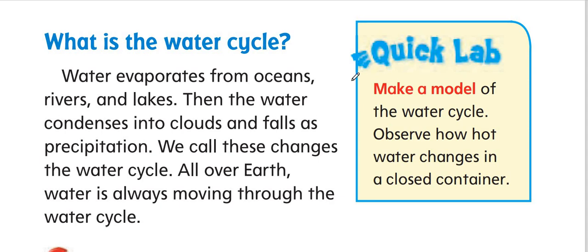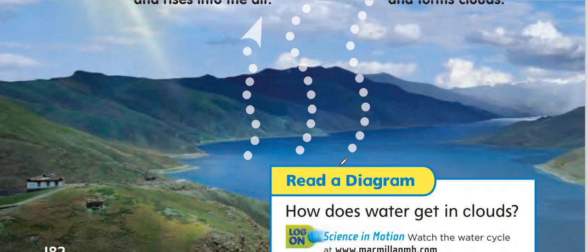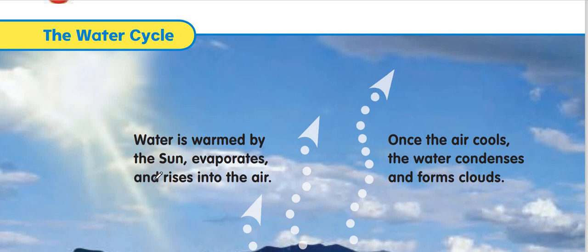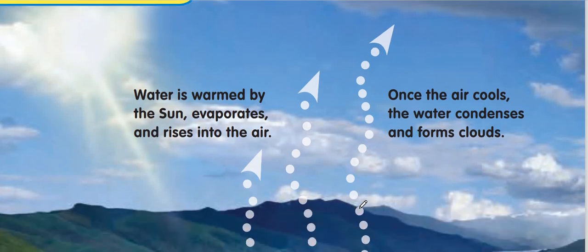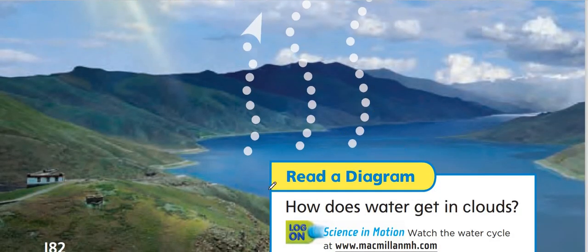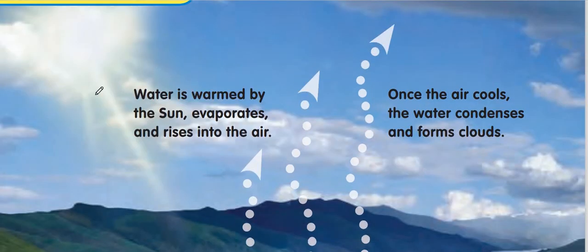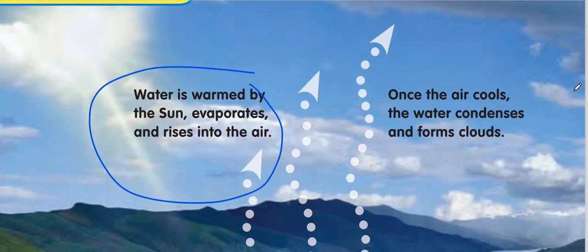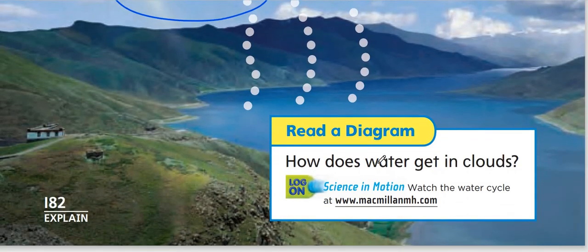What is the water cycle? Water evaporates from the oceans, rivers, and lakes, and then the water condenses into clouds and falls as precipitation. We call these changes the water cycle. All over the earth, water is always moving through the water cycle. As you can see, water is warmed by the sun, evaporates, and rises into the air. Any water on the surface is going to heat up by the sun. Once the air cools, the water condenses and forms a cloud.